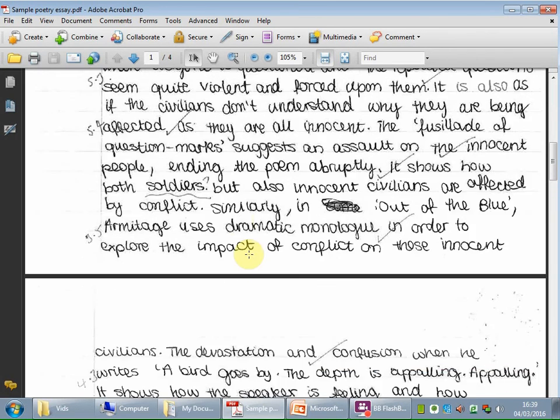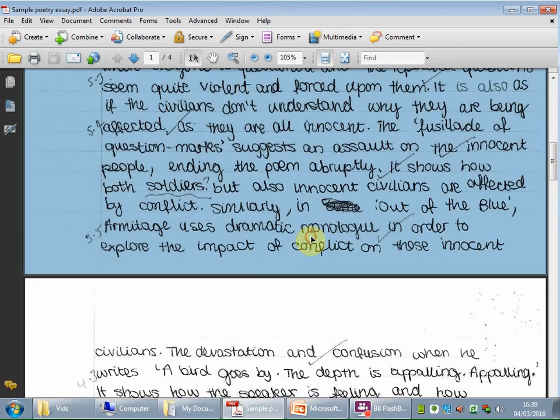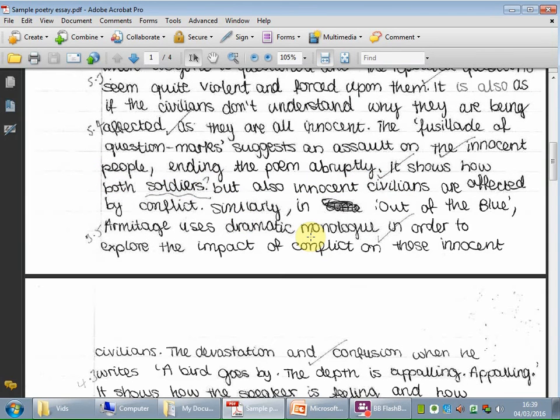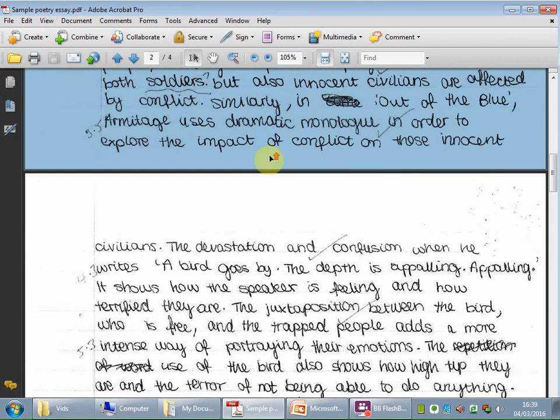It shows how both soldiers but also innocent civilians, that bit doesn't quite make sense, I don't think, but just goes to show that you're not expected to write a perfect essay here. The examiners understand that you're writing under timed conditions. Anyway, there we are. We're back to the idea of innocent civilians. So you see how the concluding sentence of this bit also goes back to the idea of innocent civilians, which was where we started. Now we're comparing.